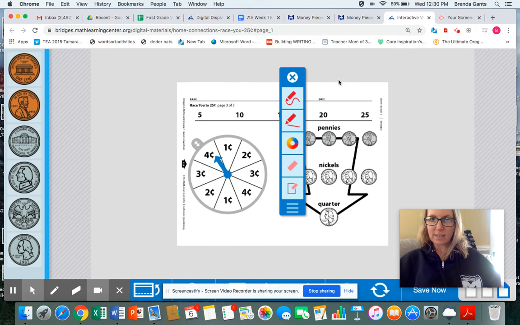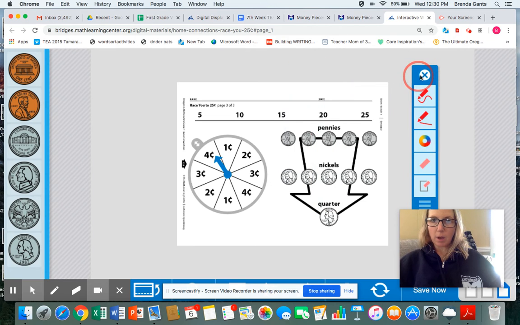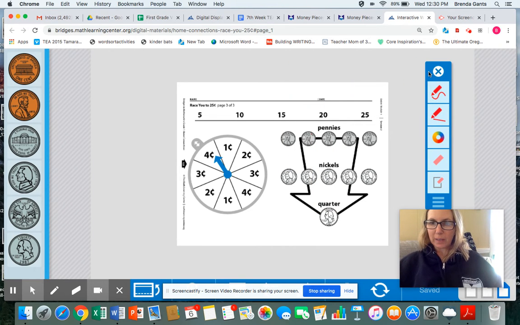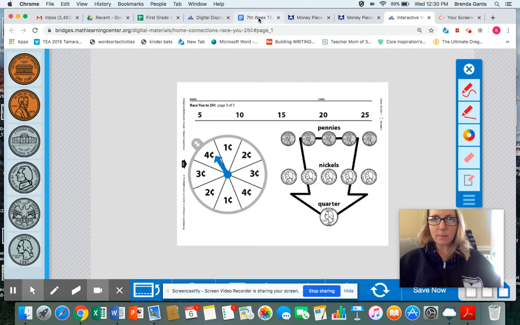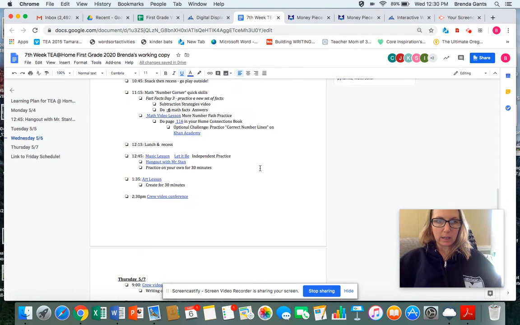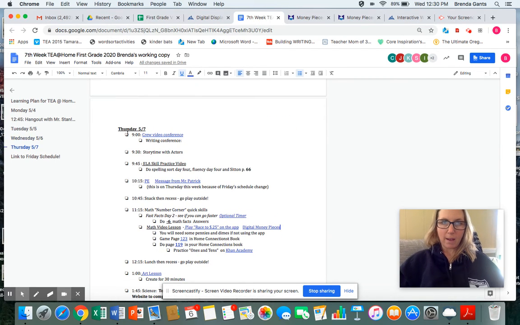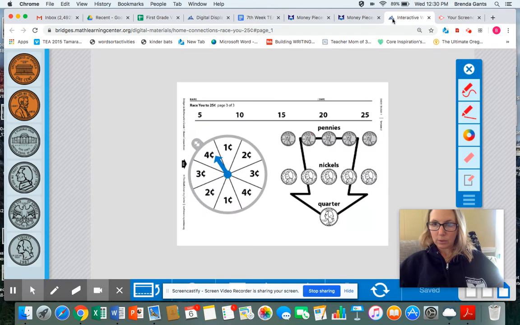Hello, mathematicians. Today, I'm going to show you how to play a game called Race You to 25 Cents. I'm going to show you where I shared it with you on today's agenda. Right here is Thursday, May 7th. Down here it says play Race to 25 Cents on the app. That's where you would click to get to something that looks like this game.